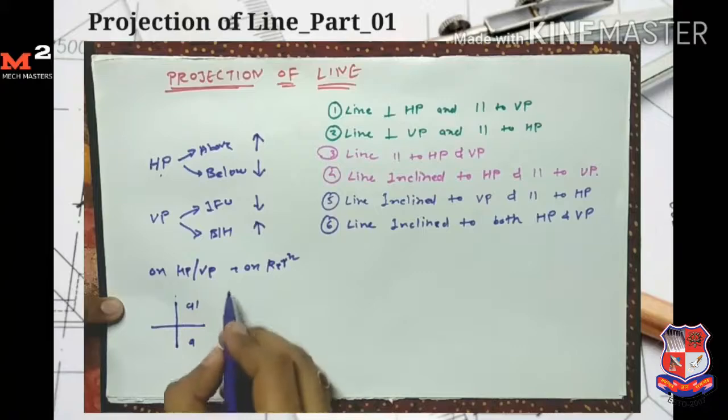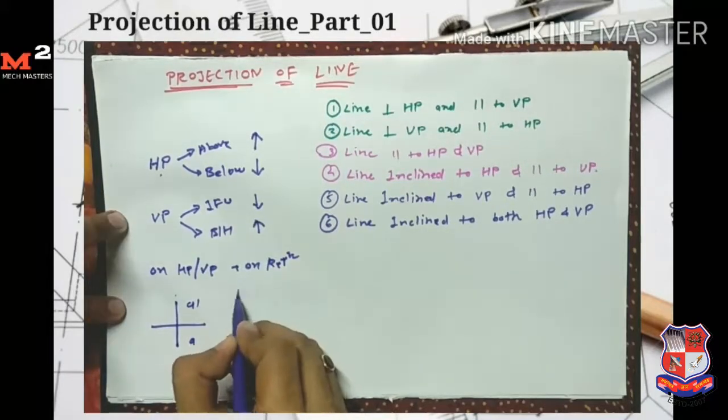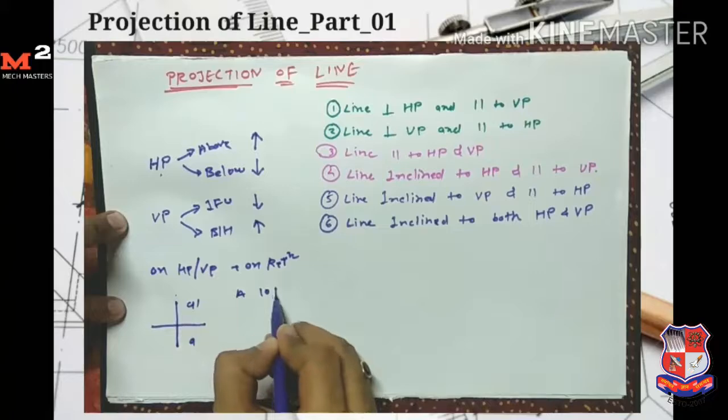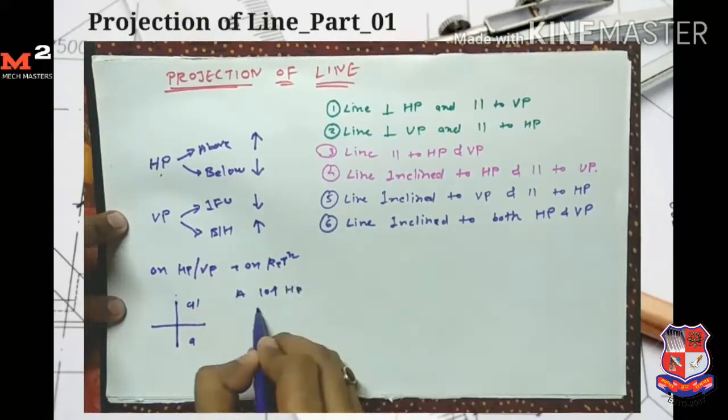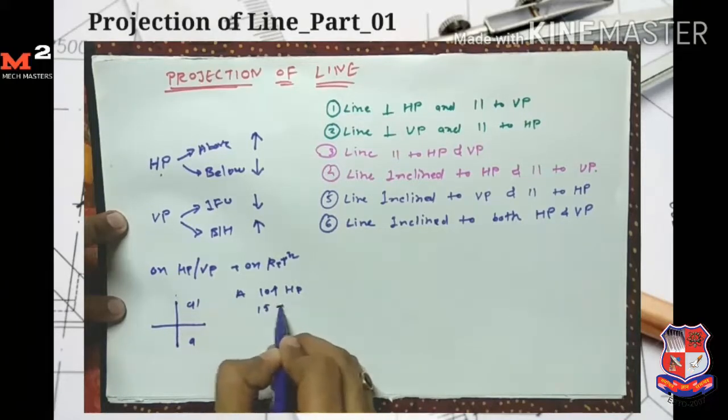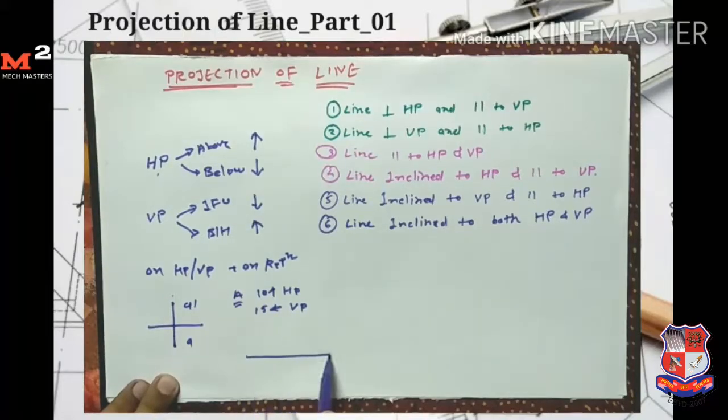For example, if I take one example that point A is 10 mm above HP and 15 mm behind VP, then first we draw the reference line. For 10 mm above HP, we take the distance 10 mm above and mark the point A dash. For 15 mm behind VP, we take 15 mm on the same line, measure 15 mm and mark the point A. So this is the right way of representing the front view and top view of the point.